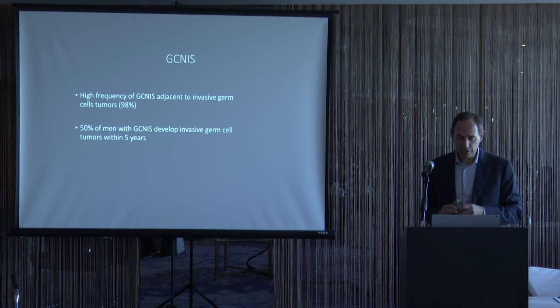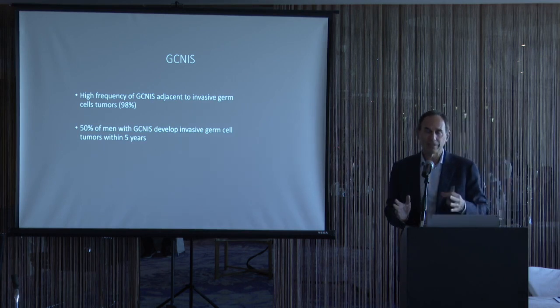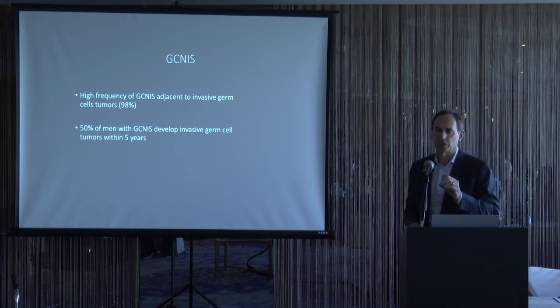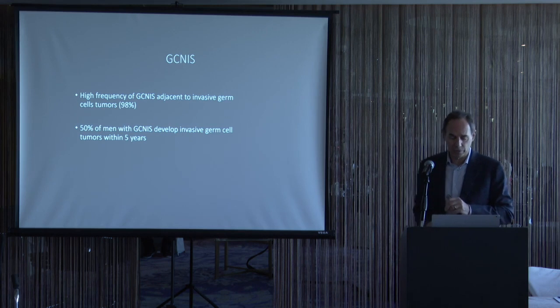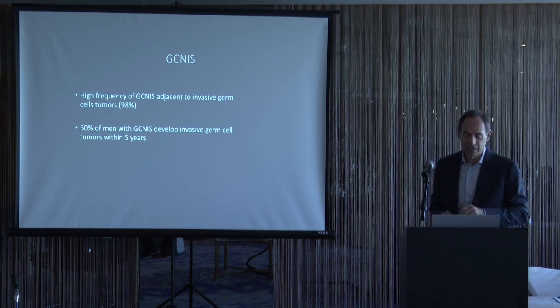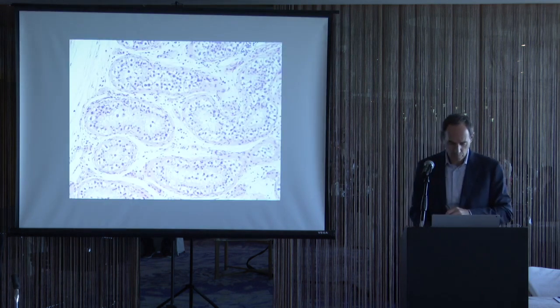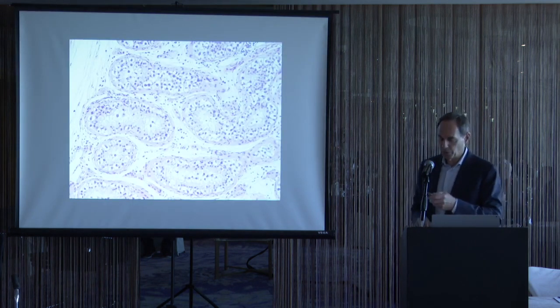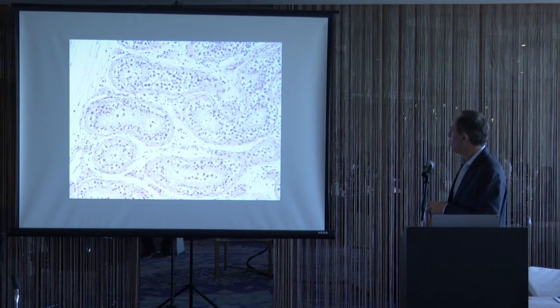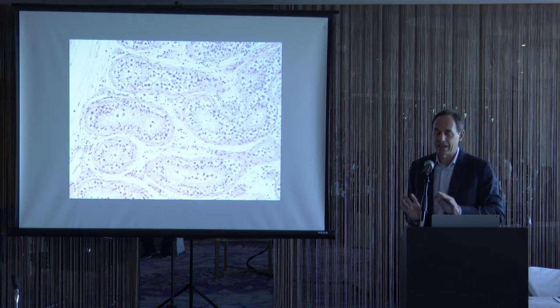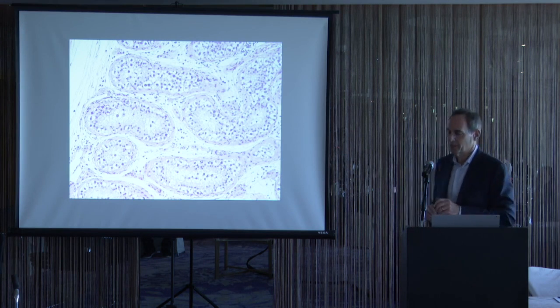So germ cell neoplasia in situ is basically seen almost always next to invasive germ cell tumors. And if you have only germ cell neoplasia in situ without an invasive germ cell tumor, and those patients are not treated, 50% of them will go on to an invasive tumor in 5 years. So classic germ cell neoplasia in situ only occurs in seminiferous tubules without spermatogenesis. So, again, you never see it in seminiferous tubules with sperm production.